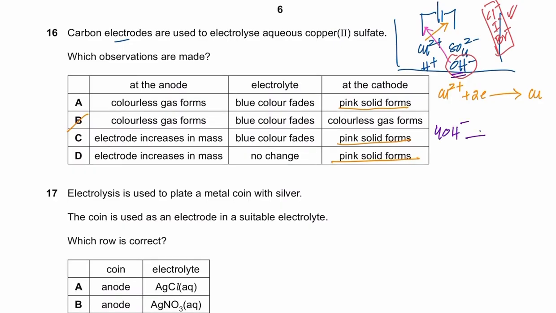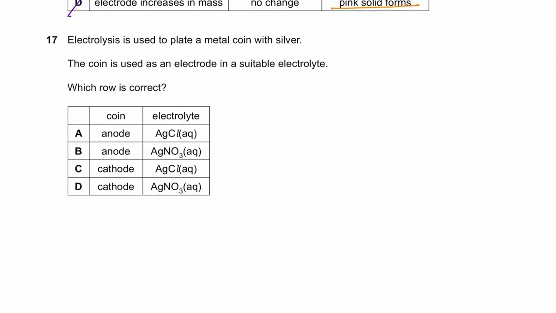4 hydroxide ions go together to give you 2H2O and 1 O2, and each hydroxide loses an electron, so 4 electrons are lost. And obviously a colorless gas is given. That's why C and D are wrong and A is the right option. And the blue color fades. Now the reason why the blue color fades is because the blue color is because of the Cu2+ ions. So if they are getting deposited at the cathode, obviously the Cu2+ ions are finishing, therefore the blue color should fade.